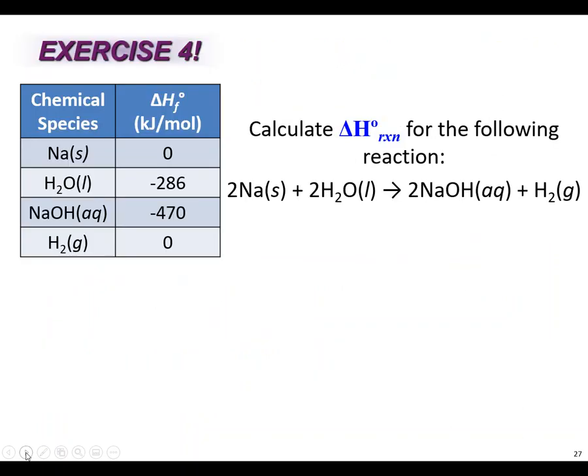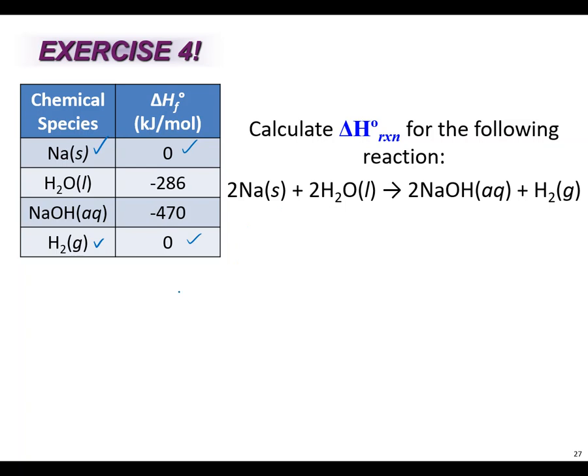All right, exercise 4 is an actual calculation of finding the heat of reaction for sodium plus water, giving you sodium hydroxide and hydrogen gas. You'll automatically notice on the table that sodium and hydrogen are in their elemental states and their heats of formation are zero. However, on the AP exam, they might only give you the two in the middle, and you're supposed to assume zero for the other two. You're supposed to just know that because they're in their elemental states.